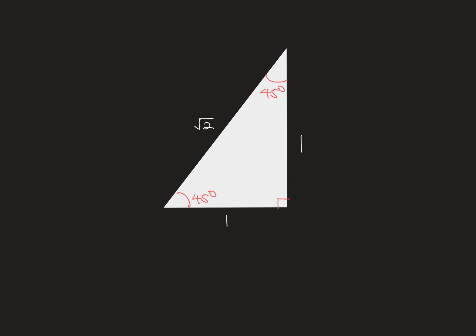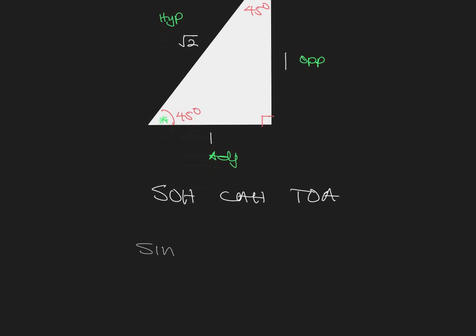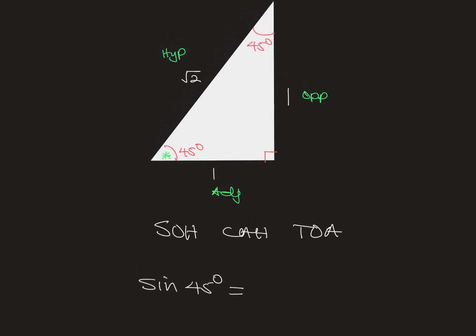So if we are considering any angle, let's say the 45 here, the side facing that angle will be the opposite. This is the hypotenuse. It is always the longest side, and therefore this is the adjacent. Remembering our SOH CAH TOA, sine of 45 degrees is equal to the opposite divided by the hypotenuse.